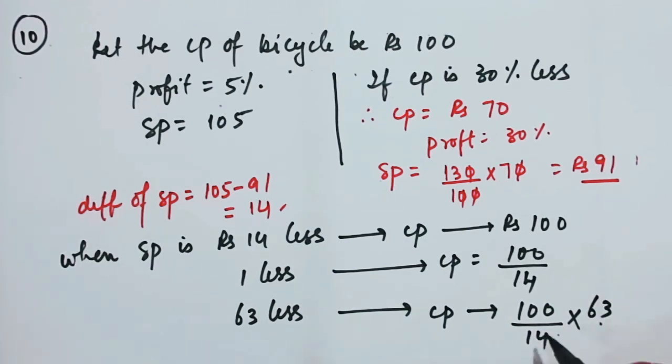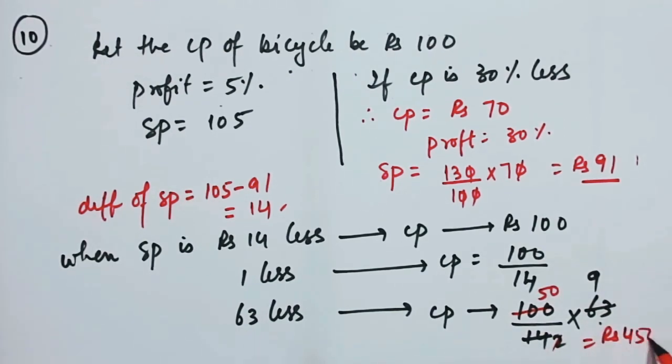So I think 7 2s are 14, 7 9s are 63, isn't it? And 2 5s are 9 5s are rupees 450 is your final solution. Okay. What do you think?